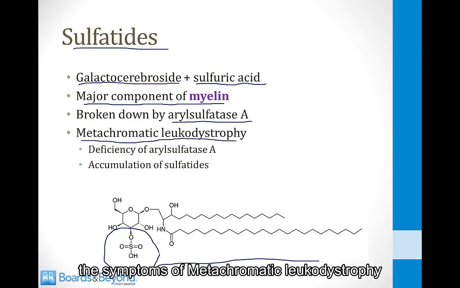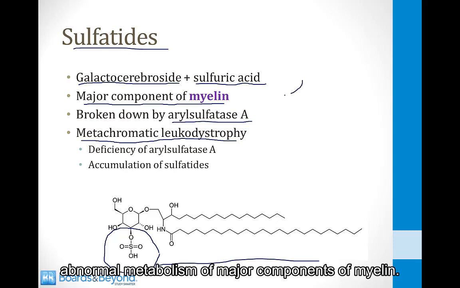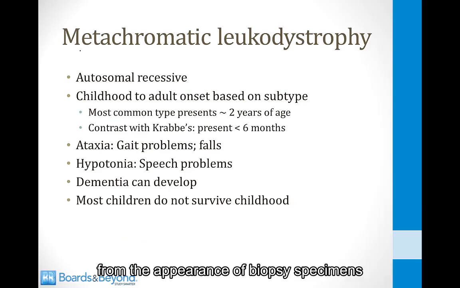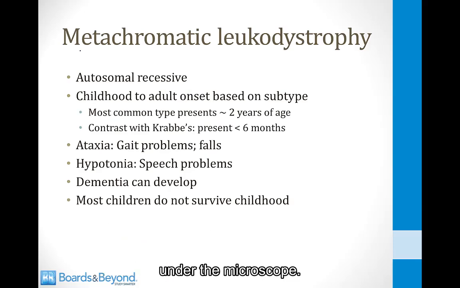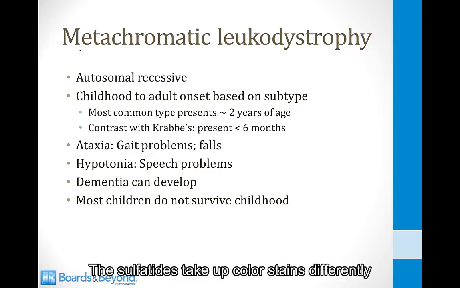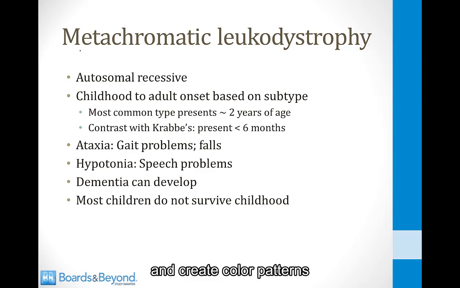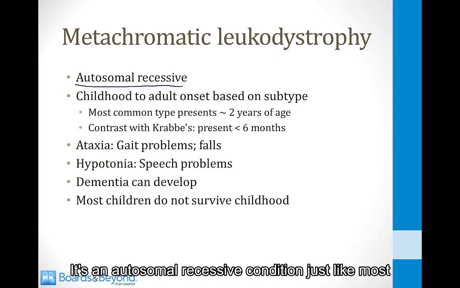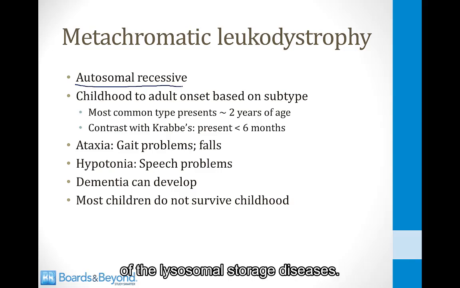And as we will see, the symptoms of metachromatic leukodystrophy are similar to Krabbe's because both involve abnormal metabolism of major components of myelin. Metachromatic leukodystrophy gets its name from the appearance of biopsy specimens under the microscope. The sulfatides take up color stains differently and create color patterns, and that's why it's called metachromatic. It's an autosomal recessive condition, just like most of the lysosomal storage diseases.